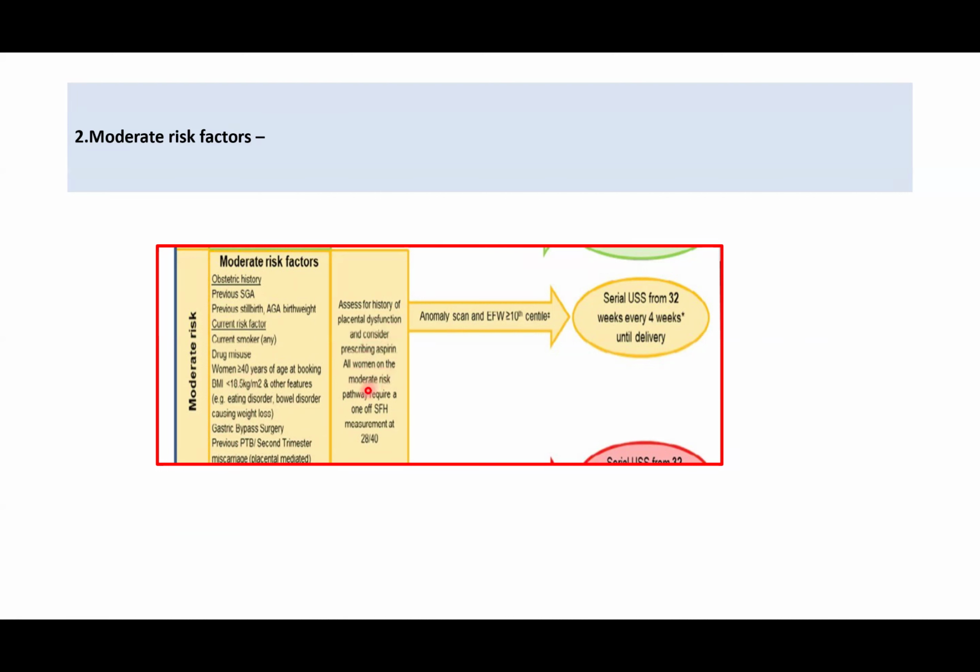And all women on the moderate risk pathway will need one symphyseal fundal height measurement at 28 weeks, and then an ultrasound scan from 32 weeks onwards every 4 weeks until delivery. Okay, so this is for the moderate risk factors. They will need symphyseal fundal height measurement at 28 weeks, and from 32 weeks onwards, a serial scan every 4 weeks until delivery. And we will also consider prescribing aspirin in these women.